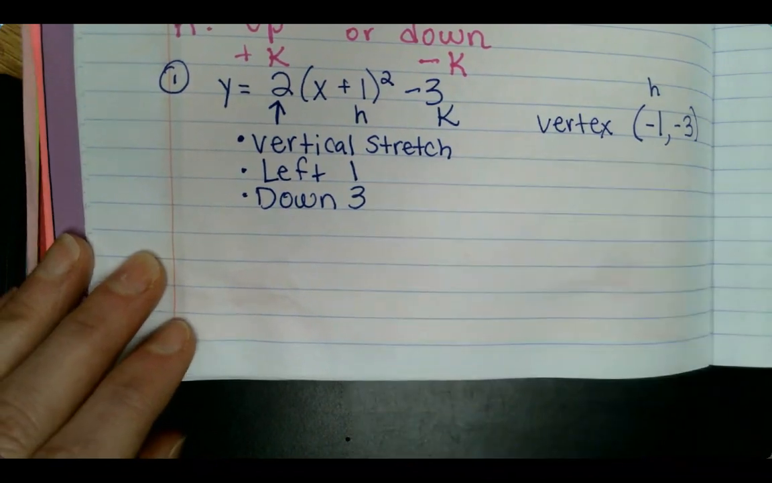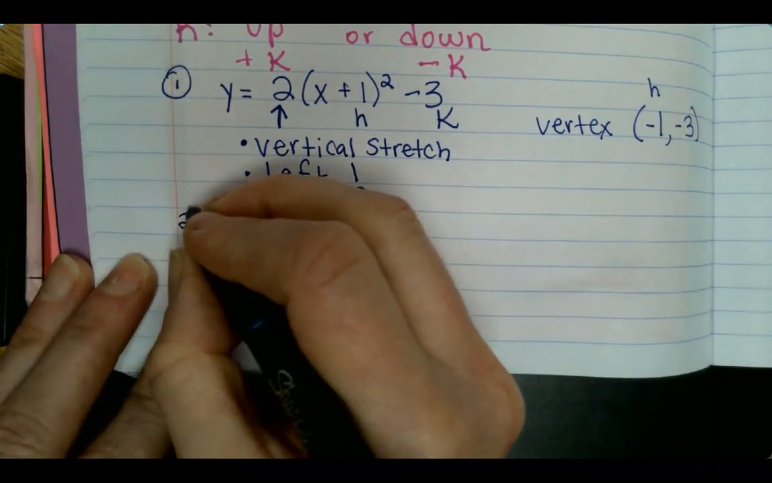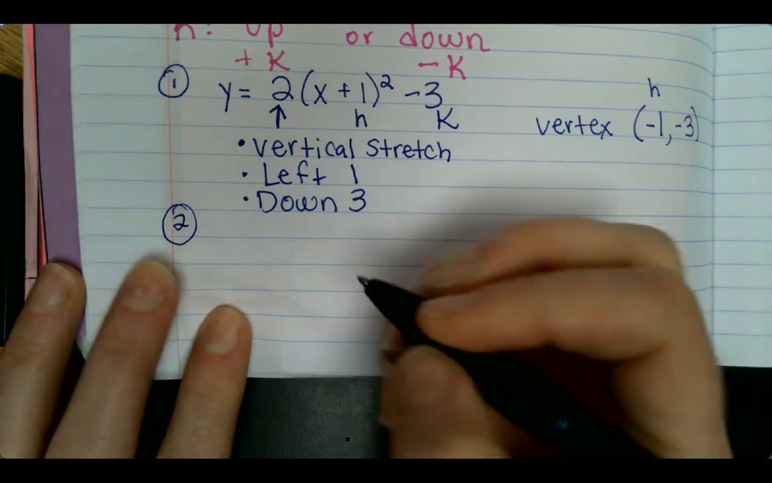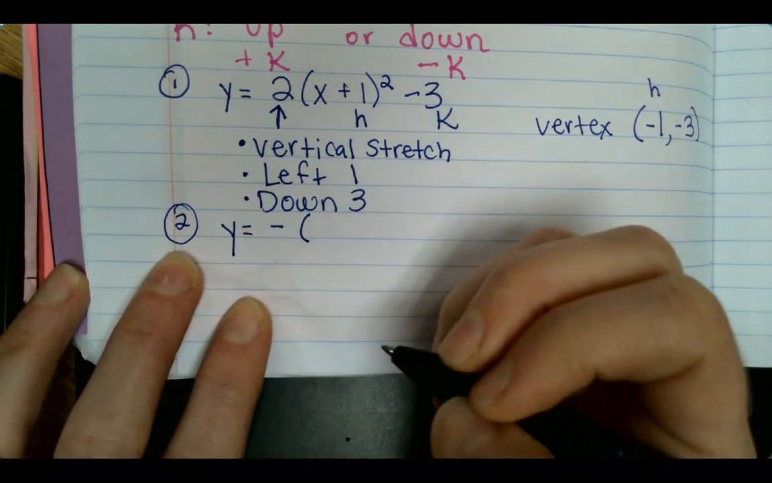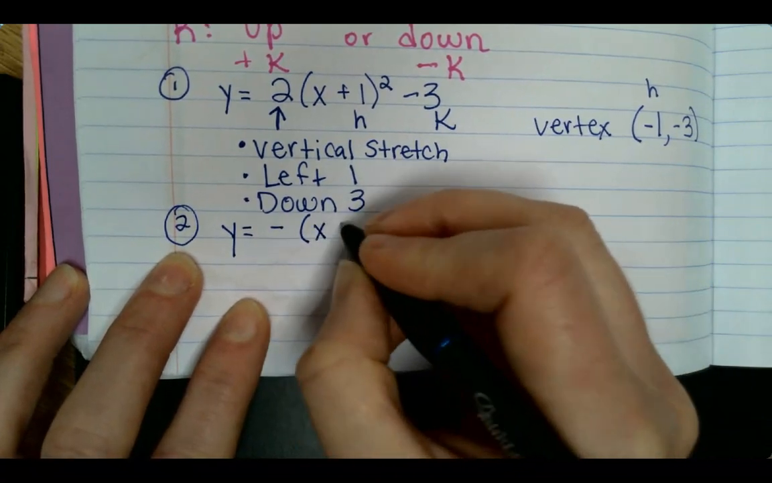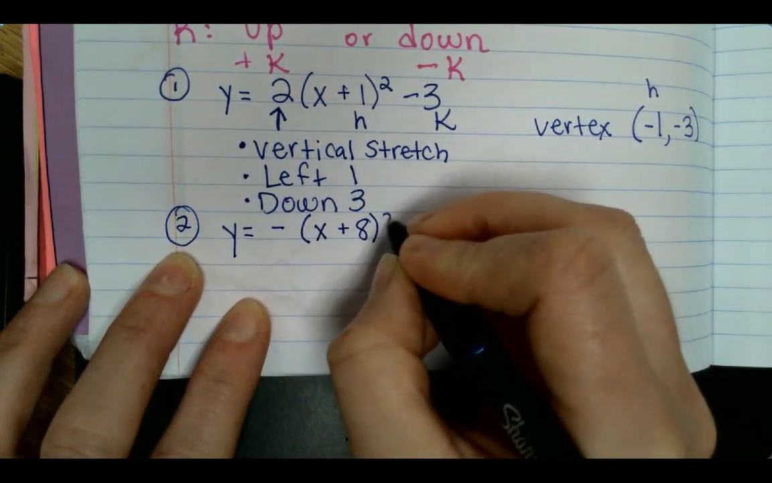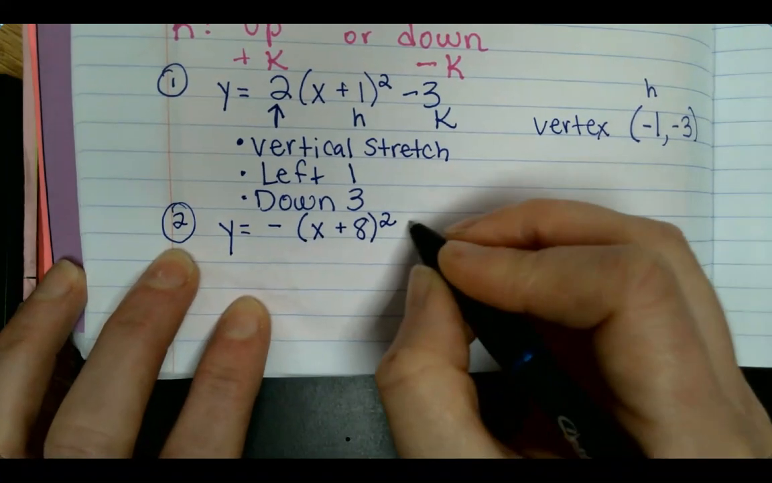All right, so we're done on that one. Let's do number 2. Y equals negative parentheses x plus 8 squared plus 1.